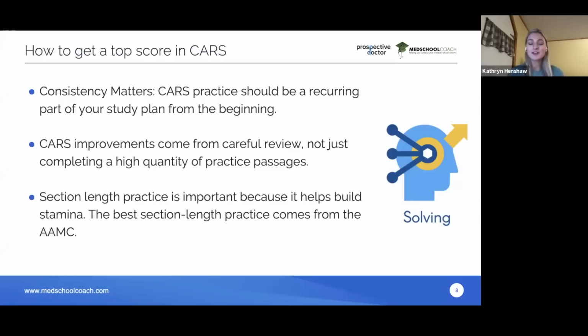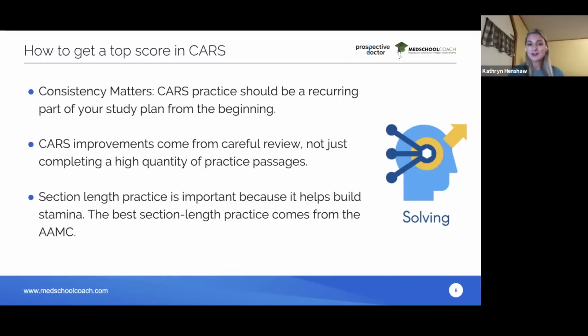I usually recommend students use the AMC CARS. Usually closer to the test date, I encourage students to use this resource because the AMC does have the logic that is the closest to the actual MCAT exam since they're the makers of the exam. So that's about it for these general tips on how to get a top CARS score.